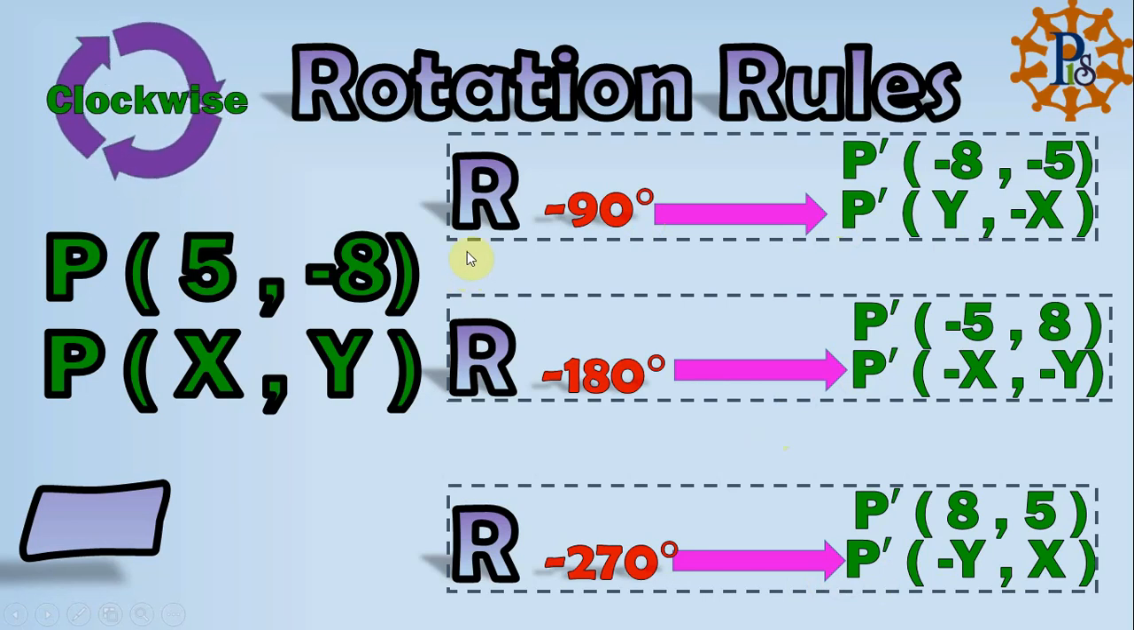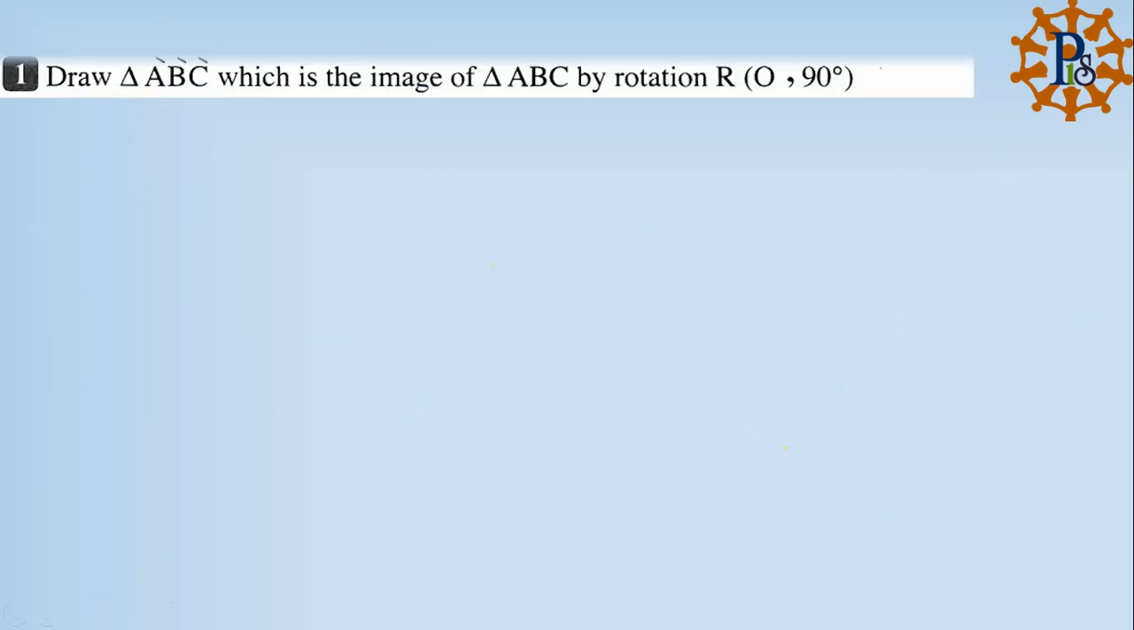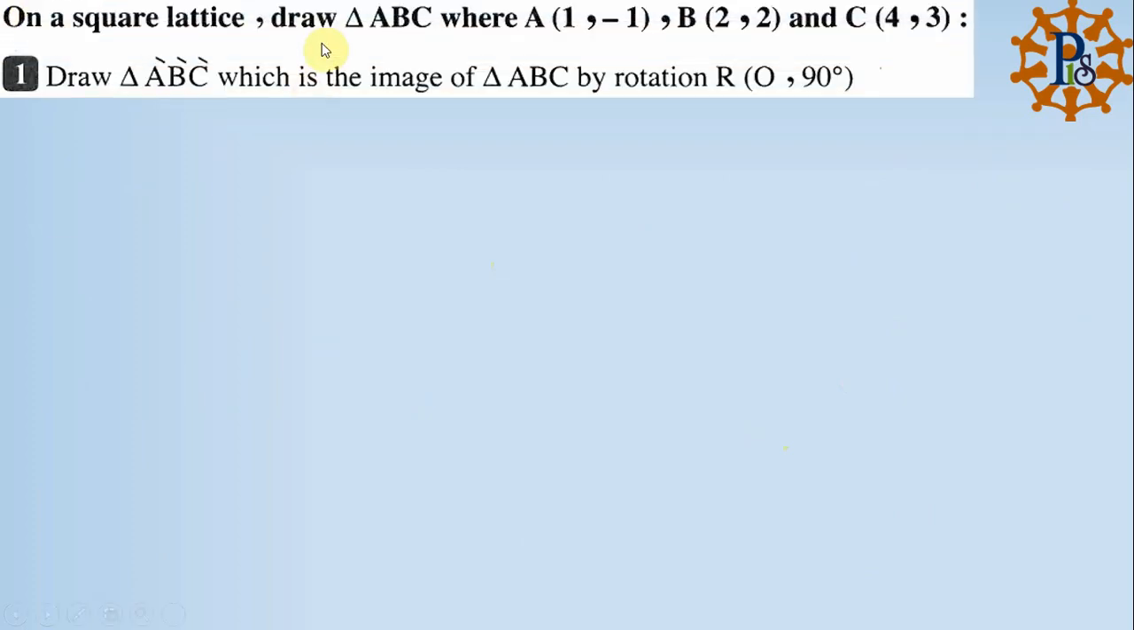Let's see example number 1. We have only this example because all of the examples are the same, but you need to memorize, as I said in the beginning, the rotation rules. Here, in this example, we want to draw triangle ABC where A is (1, -1), B is (2, 2), C is (4, 3).